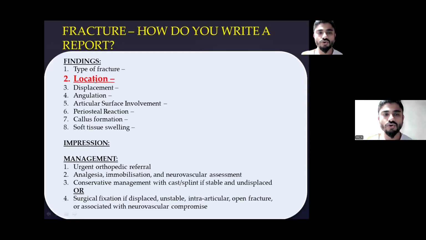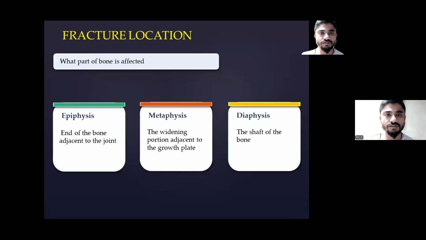Now coming to the location of the fracture, where in the bone you have to locate the fracture line, and you have to describe it properly, whether the fracture is seen only in the epiphysis, metaphysis, or diaphysis, and which terminologies to be used in various kinds of fractures. Coming to the fracture location, we should know which part of the bone is affected. There are three parts of the bone: epiphysis, metaphysis, and diaphysis.